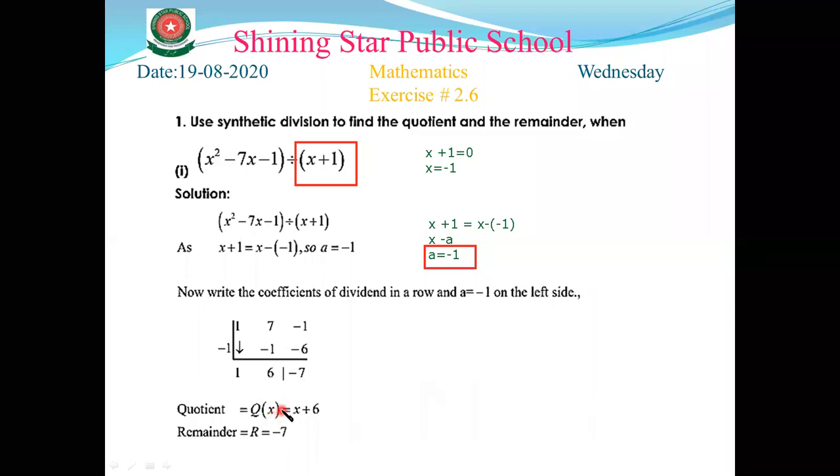The quotient is x plus 6. How will it be x plus 6? The first term is x, the second term is constant 6, and the remainder is minus 7. Simple.